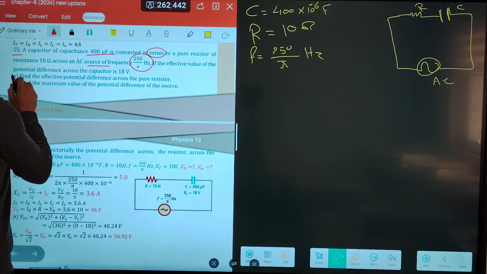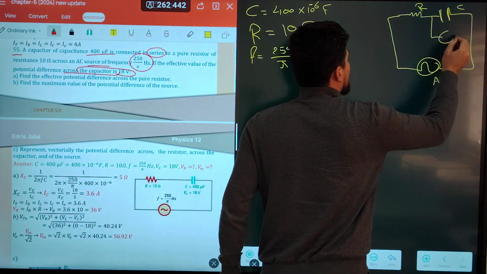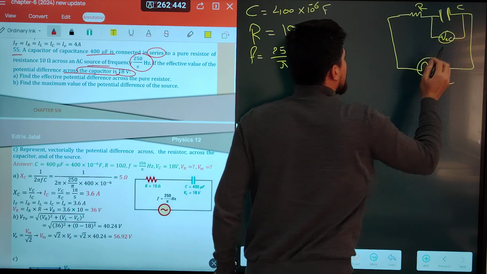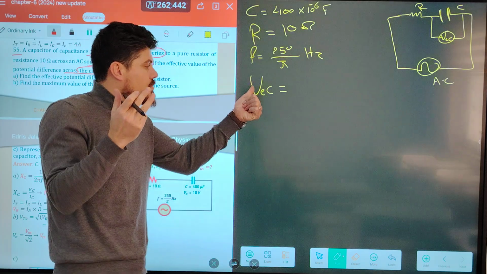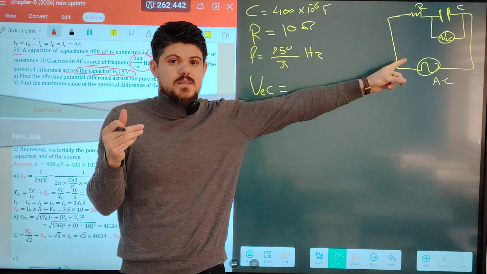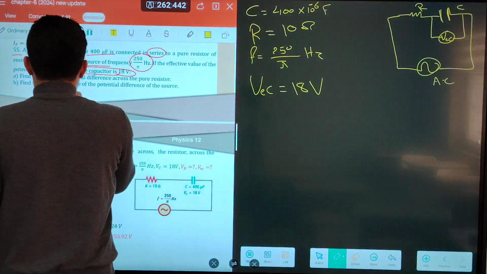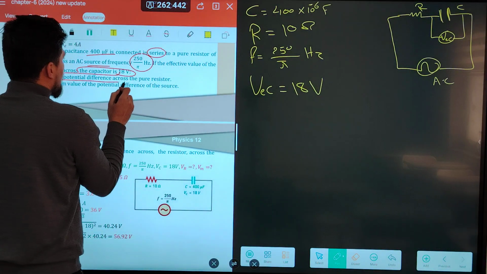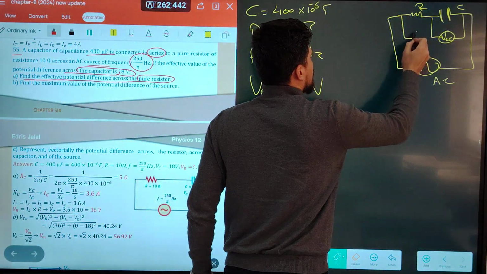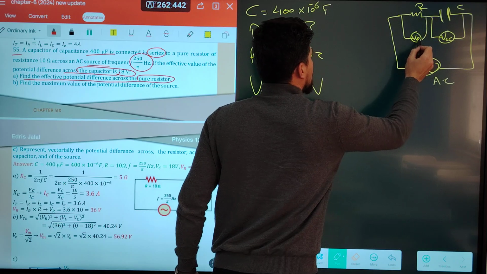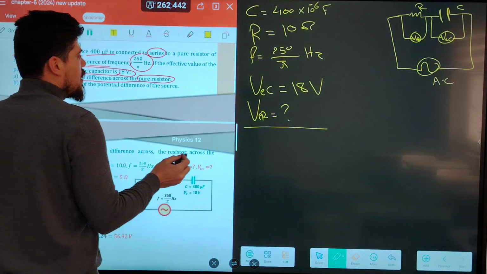If the effective value of the potential difference across capacitor, this is the effective value across the capacitor, VEC. What do you mean by VEC? It means the effective value of potential difference across capacitance. Okay? VEC is equal to 80 volt. Okay? Find the effective potential difference across the pure resistance. VER. What is unknown? VER is unknown. Okay?